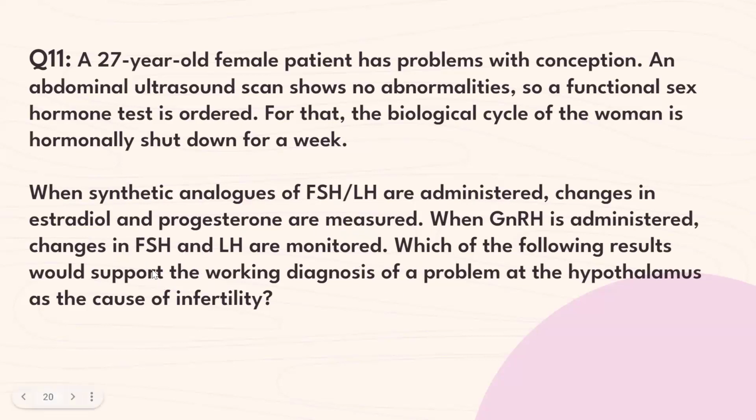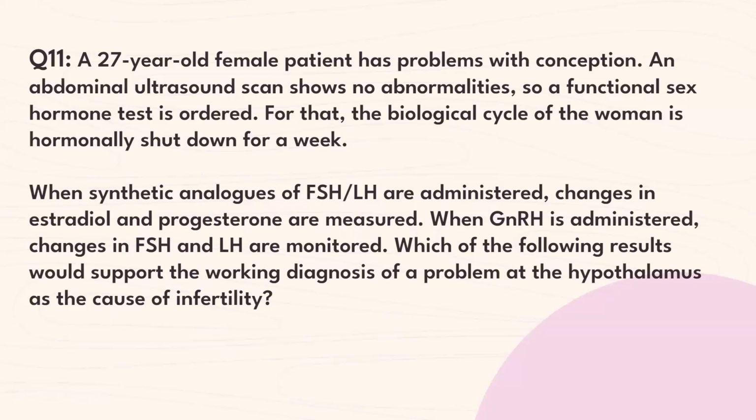Which of the following results support the working diagnosis of a problem at the hypothalamus as the cause of the infertility? Now, this is a little bit of a tricky question, but we'll go over it together. So what they're doing is that they're administering FSH and LH, and then they're looking at estrogen and progesterone. Why are they doing this? They're basically testing each level of the hypothalamus pituitary gonadal axis, right?